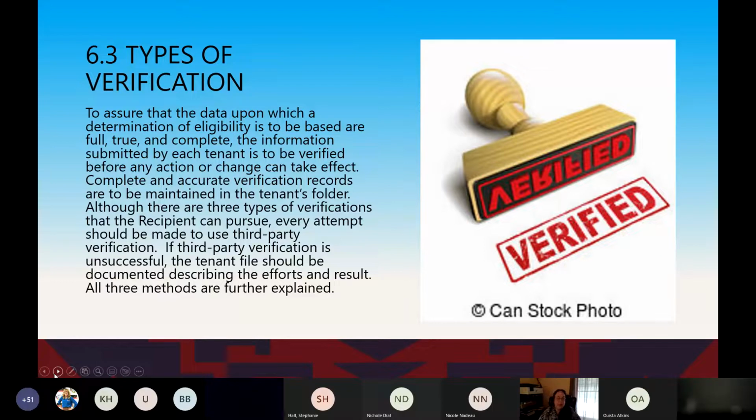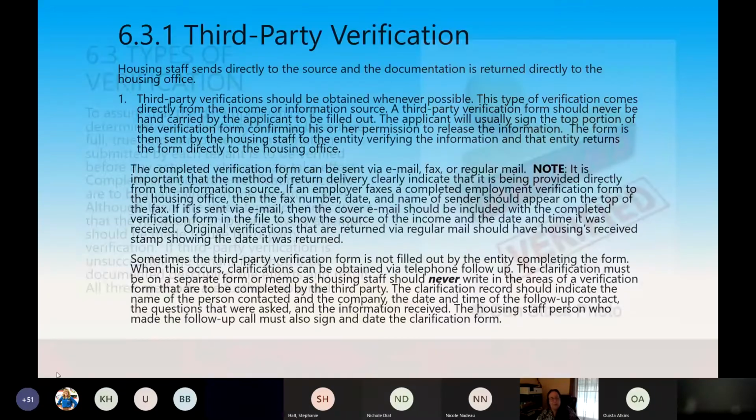Every attempt should be made to use third-party verification. I remember the first time, young in this game, I was thinking, wouldn't first party be better than third party? But it's just the opposite. Third party is the best. If third-party verification is unsuccessful, the tenant file should be documented, describing the efforts and the result. All 3 methods are going to be further explained.